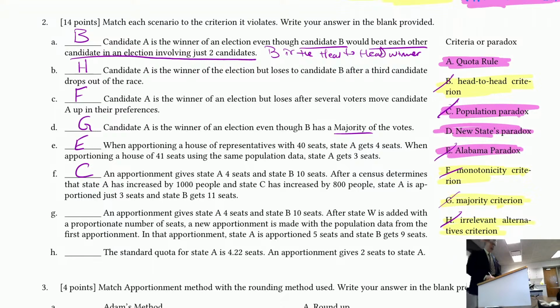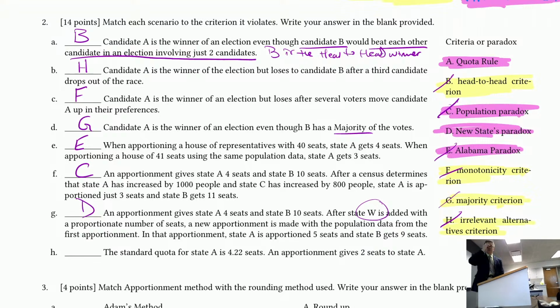The next one's also pretty easy. Once you see that you're adding a state, notice that you've got state A and B, and then state W is added with the appropriate number of seats. And then it turns out that A and B change in their apportionments a little bit. That's the new states paradox. Seems like a new state shouldn't affect your answer.